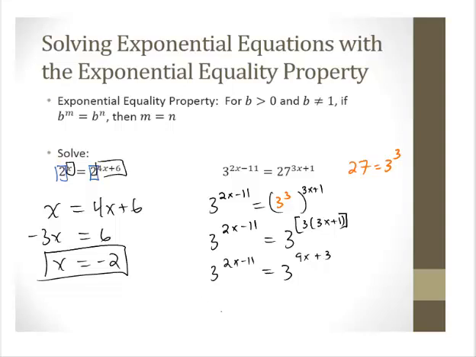So now since I have the same base, I can equate the exponents. 2x minus 11 is 9x plus 3. Subtracting 9x from both sides and adding 11 to both sides, negative 7x equals 14, and dividing by negative 7, x is again negative 2. And that's just coincidence that we get negative 2 for both of those equations.